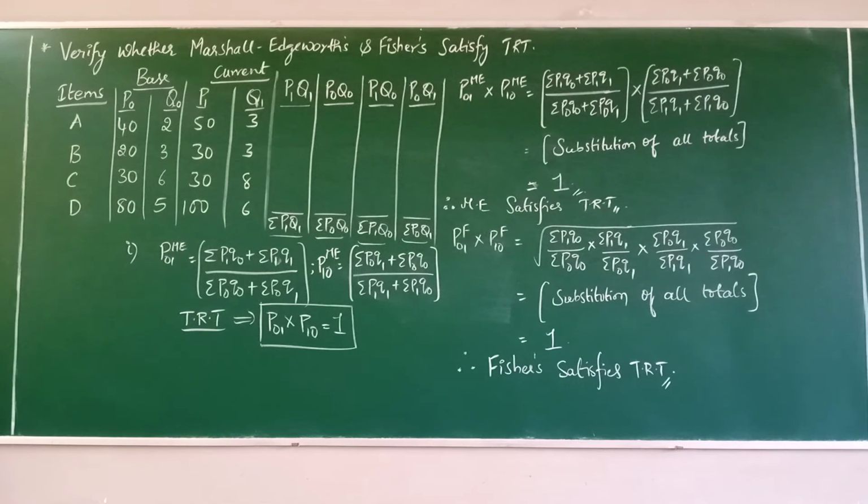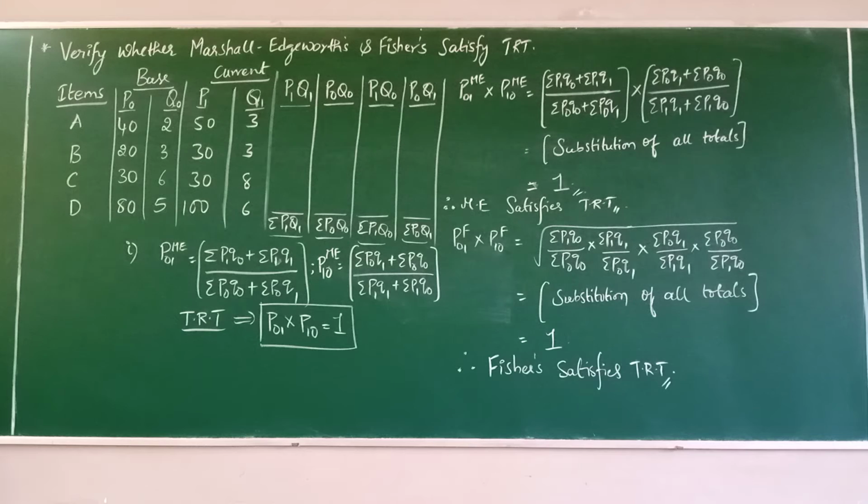And then by multiplying according to the column, P1Q1 means current P1 and current Q1 should be multiplied: 50 into 3, 30 into 3, 30 into 8, 100 into 6. Find out the column total first. Then P0Q0, base price and base quantity multiplied: 40 into 2, 20 into 3, 30 into 6, 80 into 5. And then P1Q0, current price multiplied by base quantity: 50 into 2, 30 into 3, 30 into 6, 100 into 5.